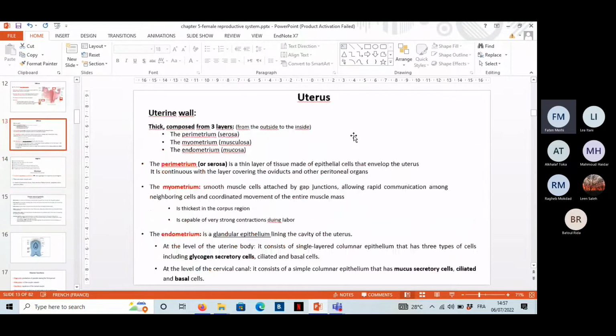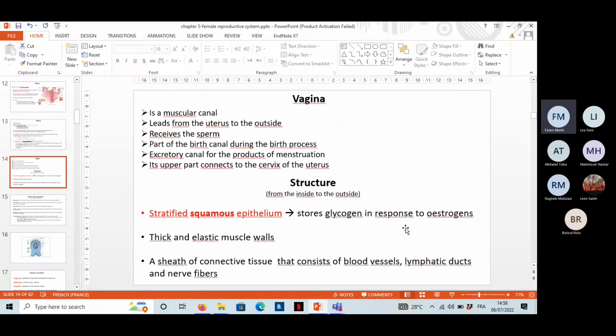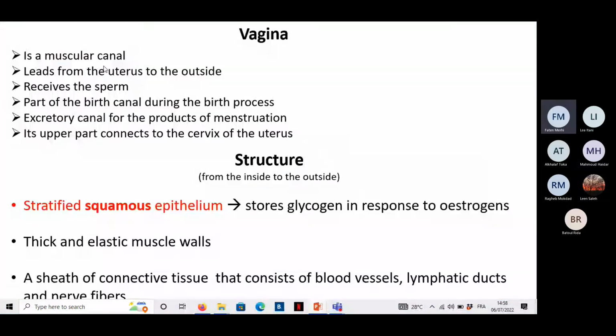Now, under the uterus, or in the lowest part, we have the vagina. Okay, so the lowest part of the uterus is the cervix. Then we will have the vagina. The cervix opens in the vagina, and the vagina is a muscular canal. It leads from the cervix, or from the uterus, to the outside of the body. And it is in the vagina that the female receives the sperm cells from the male during the coitus. Okay, so the sperm cells are released inside of the female's vagina.